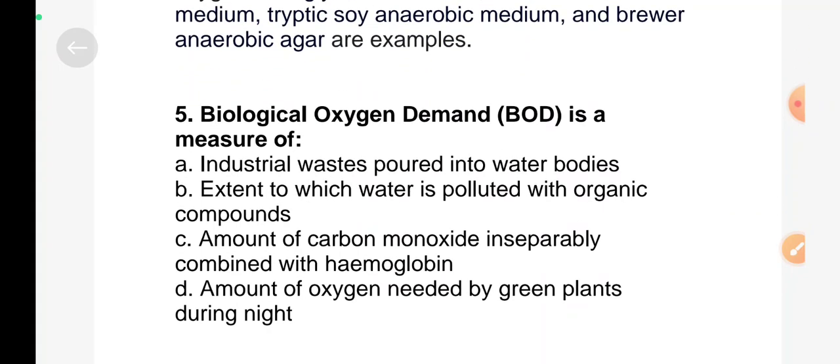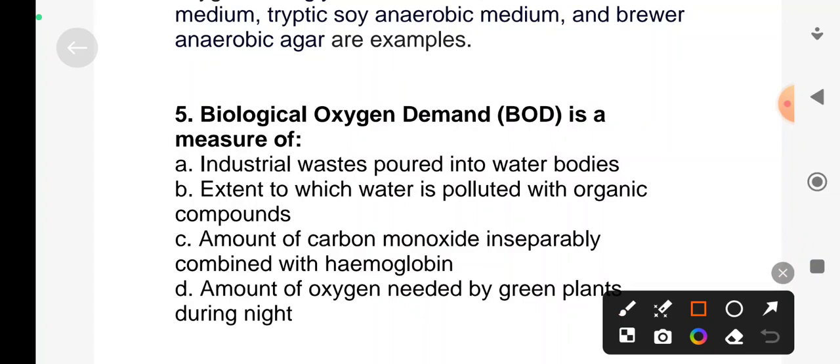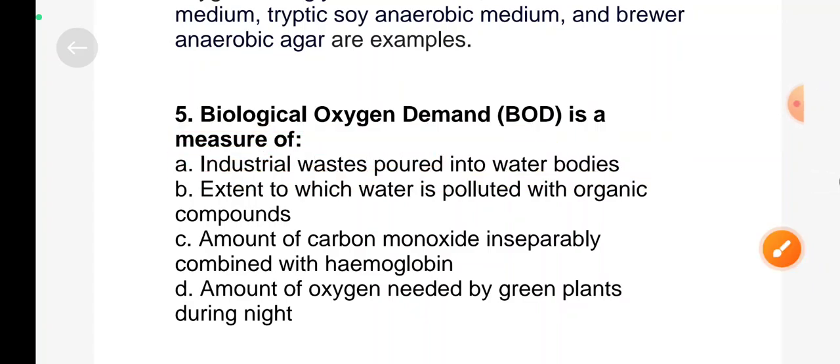Biological oxygen demand, BOD, is a measure of: option A, industrial waste poured into water bodies; option B, extent to which water is polluted with organic compounds; option C, amount of carbon monoxide irreversibly combined with hemoglobin; option D, amount of oxygen needed by green plants during night. Correct answer is option A, industrial waste poured into water bodies.